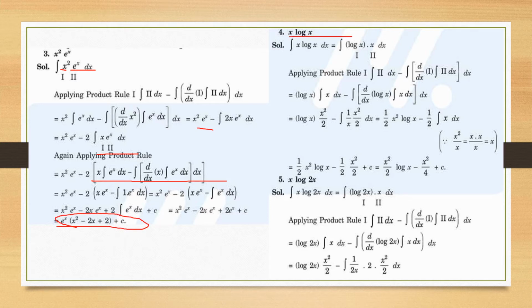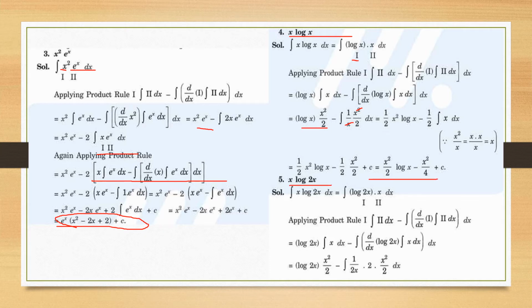x log x, so log x will be taken as the first function. Okay, so log x integral of x minus integral d/dx of log x into integral of x dx, right? So it is log x times x square by 2 minus this d/dx of log x is 1 by x into x square by 2. So 1 x gets cancelled and we'll get it as minus half integral x, which is x square by 2, and the rest of the term is the same. So the answer is x square by 2 log x minus x square by 4 plus c.